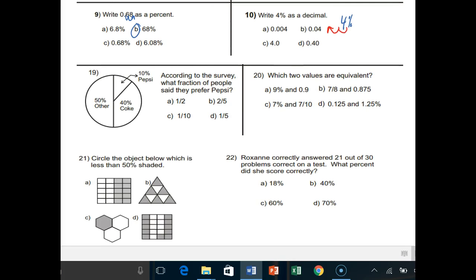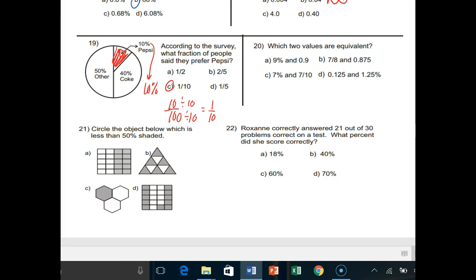And the last problem that I'll do with you guys, or second to last problem, sorry. According to the survey, what fraction of people said they prefer Pepsi? So here's Pepsi right here at 10%. So basically just take 10% and convert it to a fraction. Percent means per 100, so 10 over 100. I have base 10. I can divide by 10 to prove it, and I get 1/10. 1/10 of people said they prefer Pepsi.